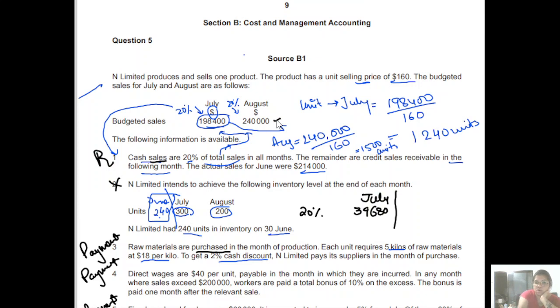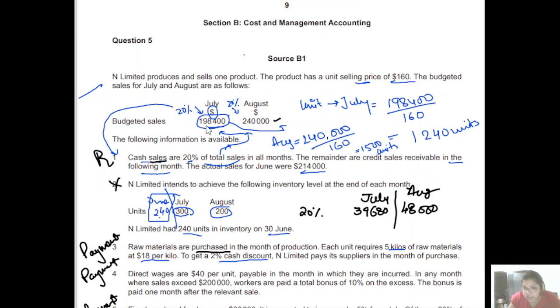And for August, your sales is 240,000. So 240,000 into 20%, that is 48,000. This is for the month of August. Now the remainder are credit sales. It means 80% is the credit sales which is receivable in the following months.